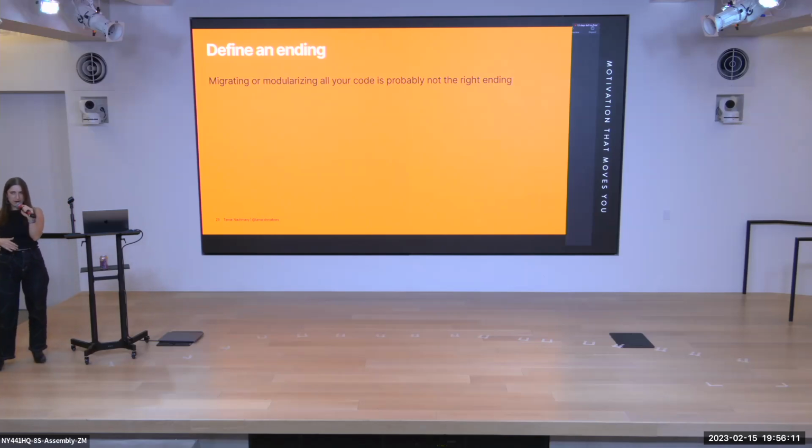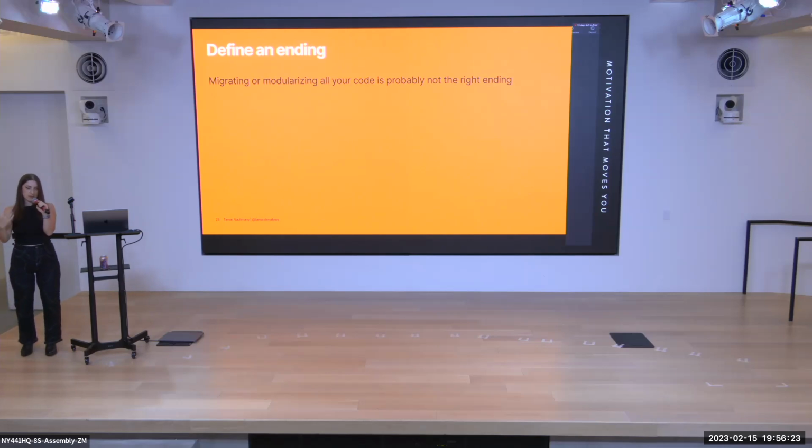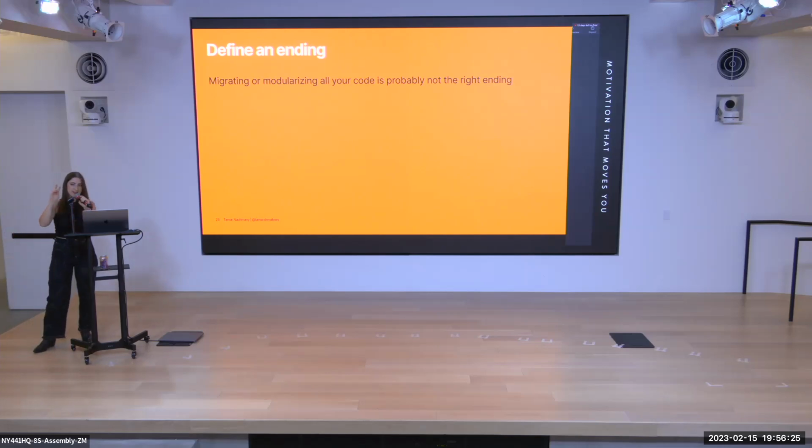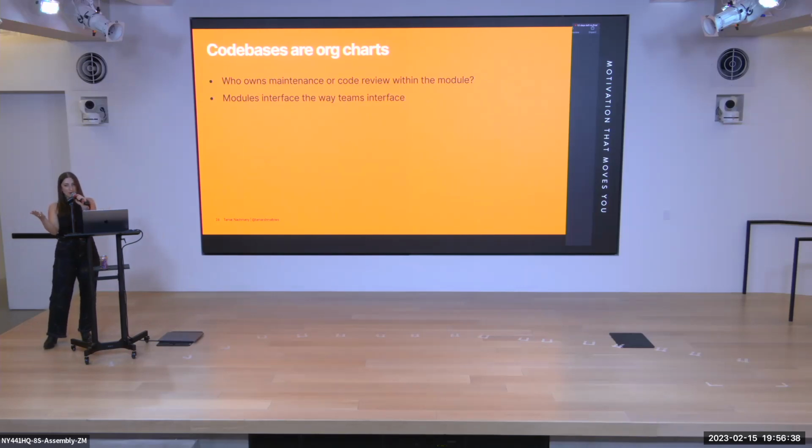And it relates to prioritization. You need to come up with an end to the project, and probably several ends, right? Several milestones that represent successful and helpful pieces of work, because finishing everything in a gigantic code base is probably not the right ending to be thinking about. This is related to the point before. Code bases are org charts.